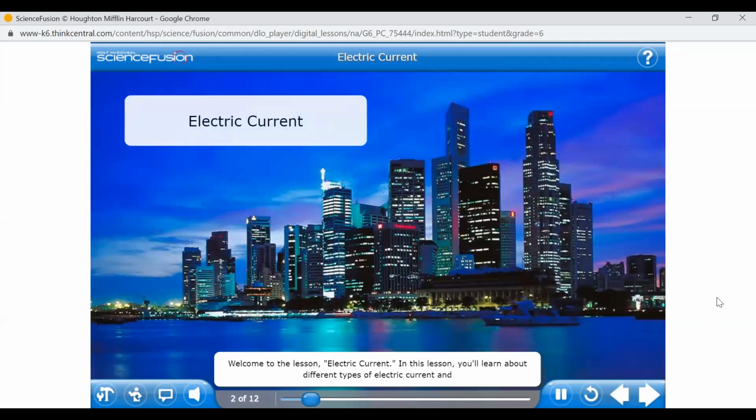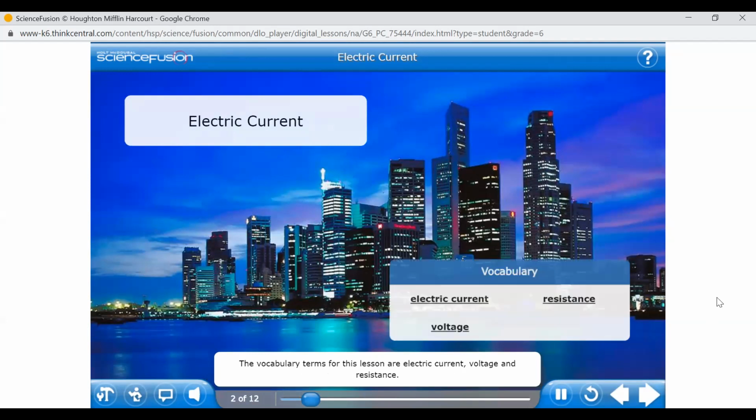Welcome to the lesson, Electric Current. In this lesson, you'll learn about different types of electric current and how current, voltage, and resistance are related. The vocabulary terms for this lesson are electric current, voltage, and resistance. Click each term to find out more about it.